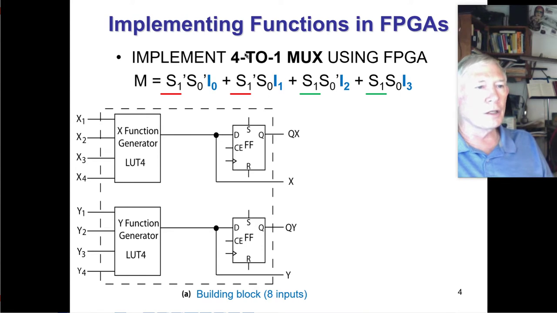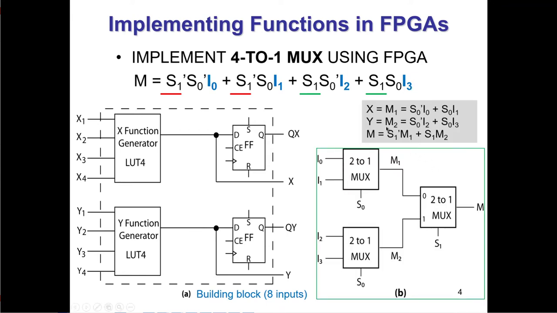So let's say we want to implement a 4-to-1 MUX using these building blocks. How do we do that? So here's the expression. A 4-to-1 MUX has four inputs, I0, I1, I2, and I3, and it has two select lines, S1 and S0. And so basically, you have S1 prime S0 prime with I0, S1 prime S0 with I1, S1 S0 prime with I2, and S1 S0 with I3. So anyway, this is how it basically looks.